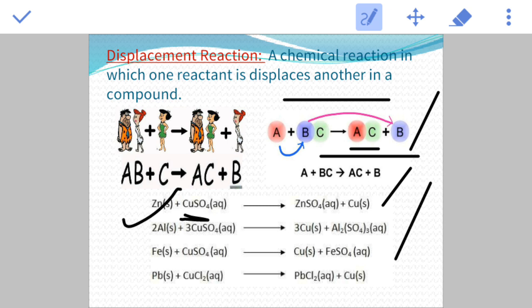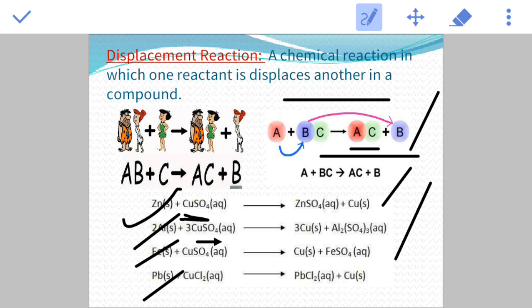Aluminium is more powerful than Cu, so it displaces copper and forms a compound, aluminium sulfate. So in all cases, zinc, aluminium, Fe, and Pb, which is lead, all are more powerful than Cu, and they displace it and form a new product. So displacement means that in a compound, one reactant displaces another.